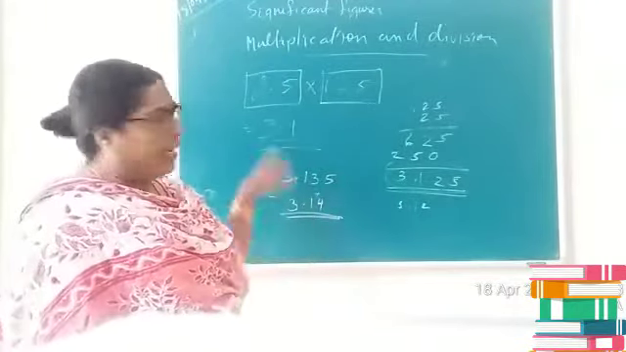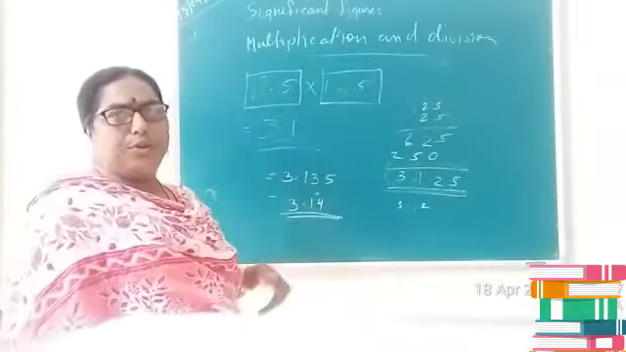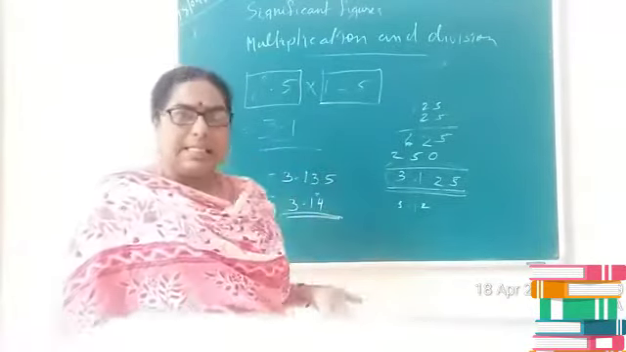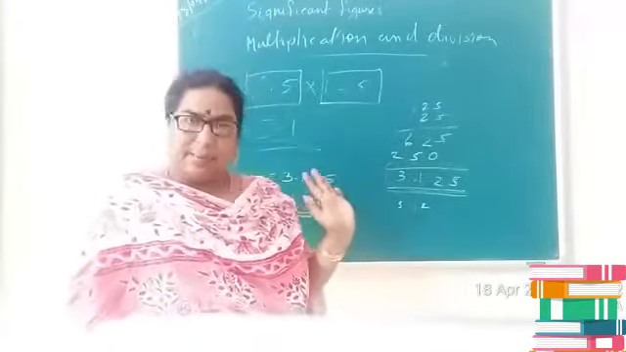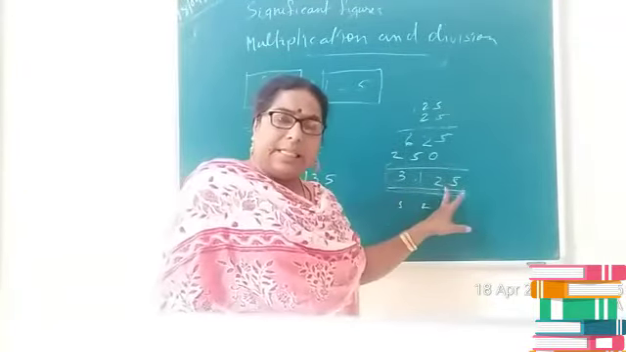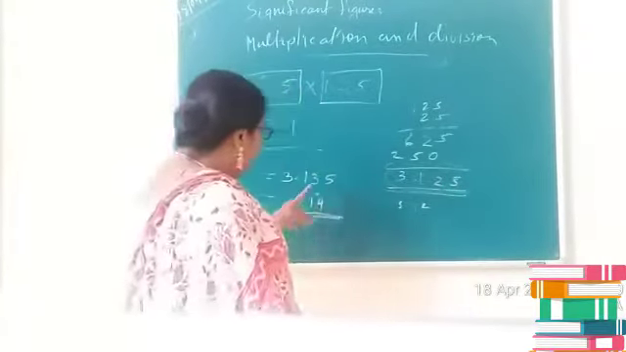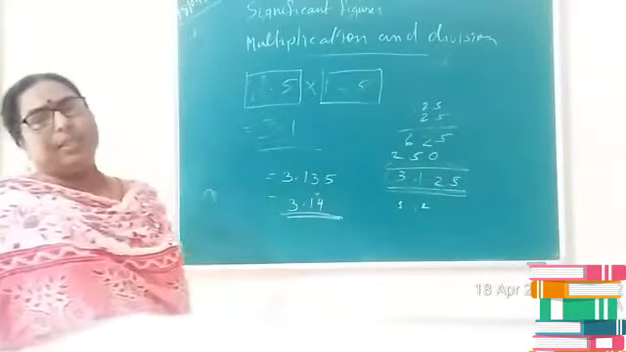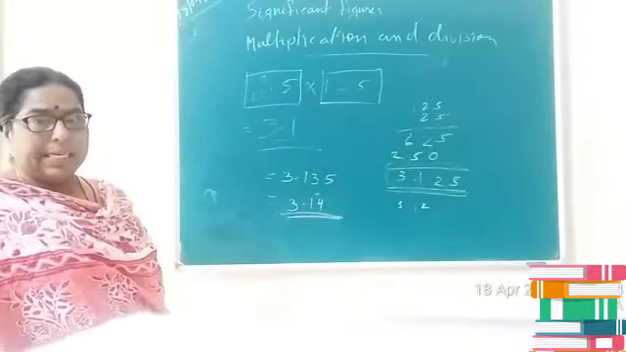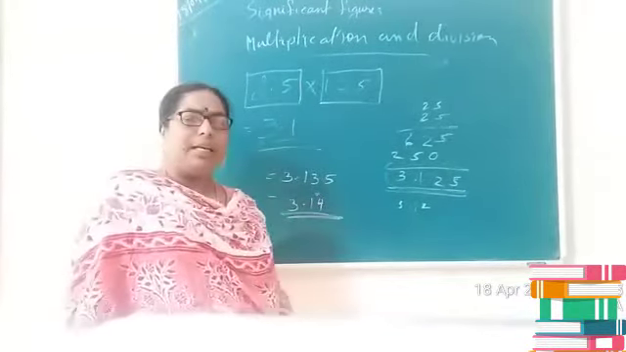Only about this thing: if it is greater than 5, you know that you are supposed to add 1 to the previous number. If it is less than 5, you just neglect the number. If the number is equal to 5, just see the number before that. If it is an even number, neglect it, and if it is an odd number, add 1 to the previous number. Is it clear, children? Significant figures, and how to calculate them.